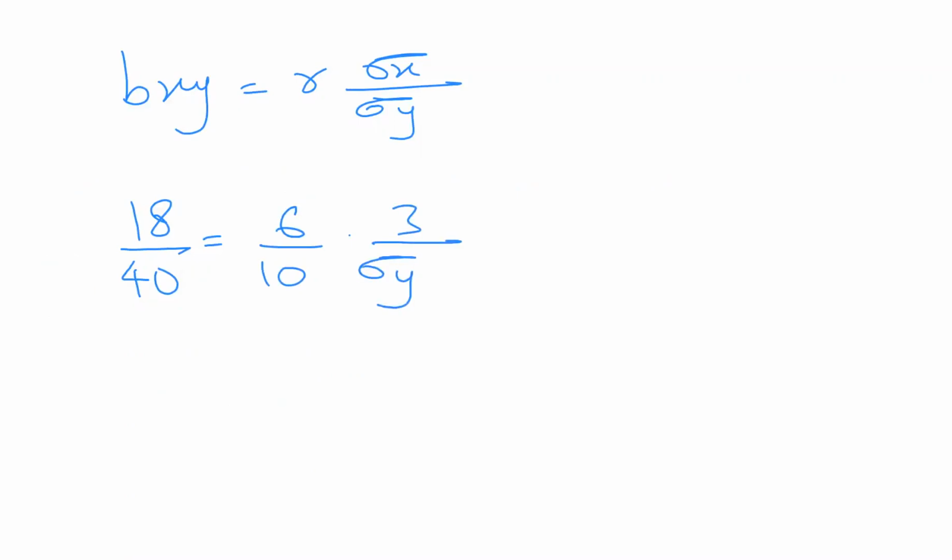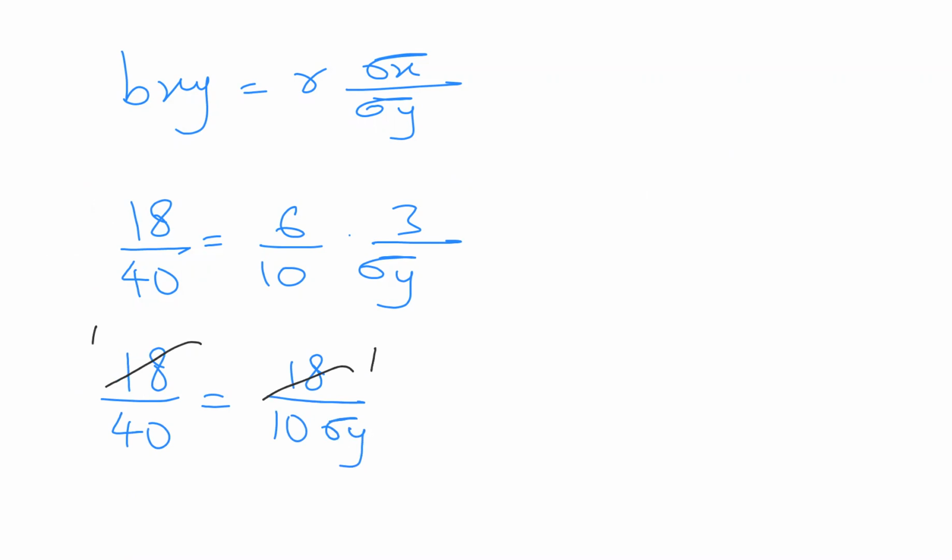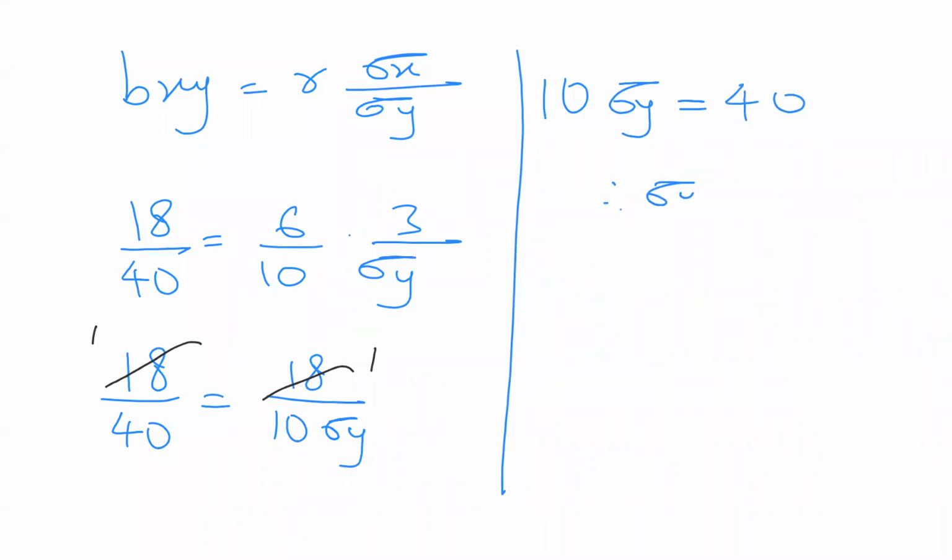So see, 18 upon 40, 18 upon 10 sigma y. So 18 and 18 are getting cancelled on both the sides. We are left with 1 and 1. Then cross multiply. 10 sigma y is equal to 40. Therefore, sigma y is equal to 40 upon 10, that is equal to 4. So that completes the entire problem.